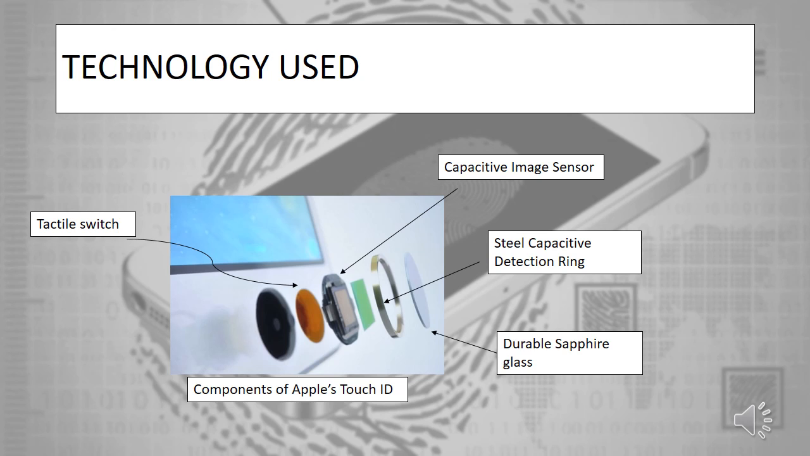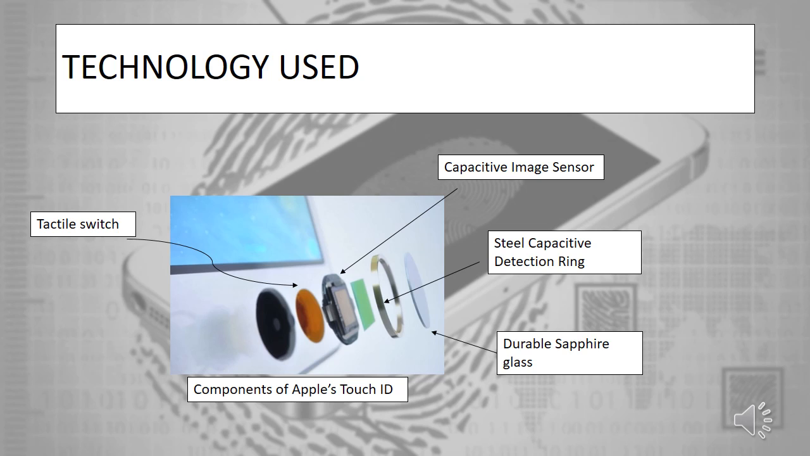Let's see how a fingerprint sensor is incorporated into a smartphone. Let's take an example of Apple's famous fingerprint scanner known as Touch ID. It is formed from a steel capacitive ring, sapphire lens, image sensor, and secure enclave. Touch ID relies on a range of components working in harmony, all to provide a simple, effortless authentication process.